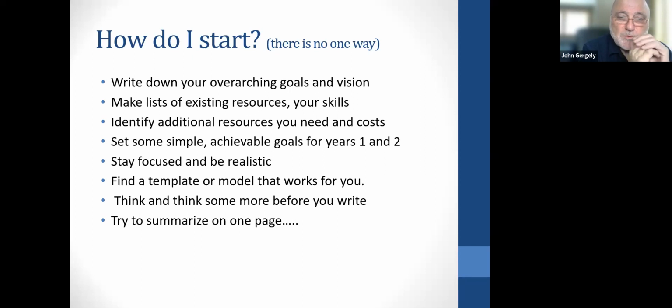When you set these goals, you want to be very focused and be realistic. Don't try to overachieve in your first year or two. You want to set goals that are realistic and achievable, and you can achieve them in small steps. And then you want to find a template or business model that works for you. And before you really get too far into this process, you want to do a lot of thinking.